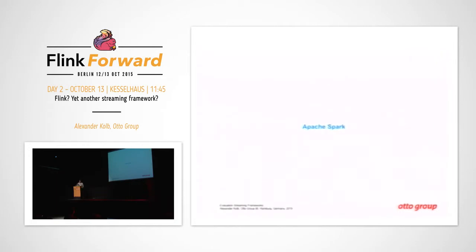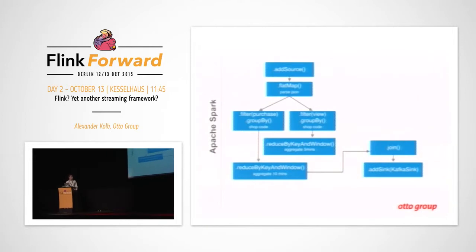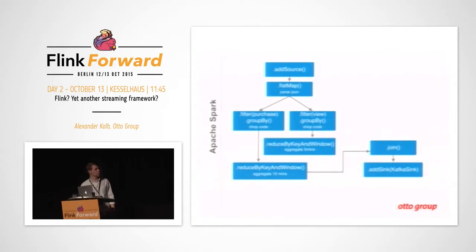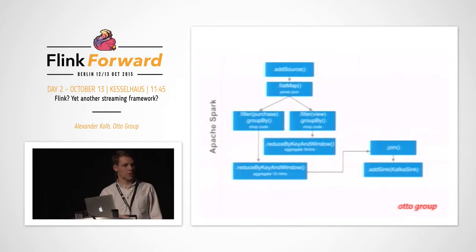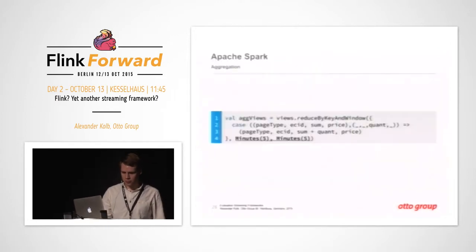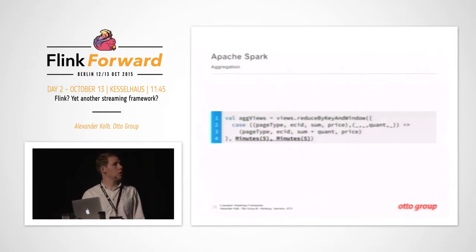The next thing is, maybe at the moment, the big player in this field for some reason: Apache Spark. The architecture should be familiar because it's quite similar to the architecture of Flink. The use case is done by this API, where I do some filtering, some grouping, and then actually do reduce by key and window, join these and write this out to your Kafka. And the aggregation in Apache Spark looks like this.